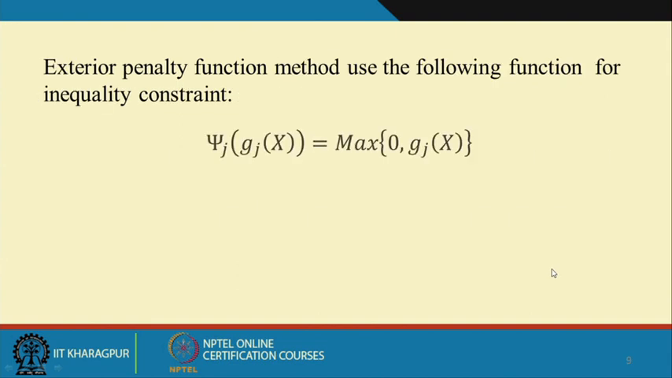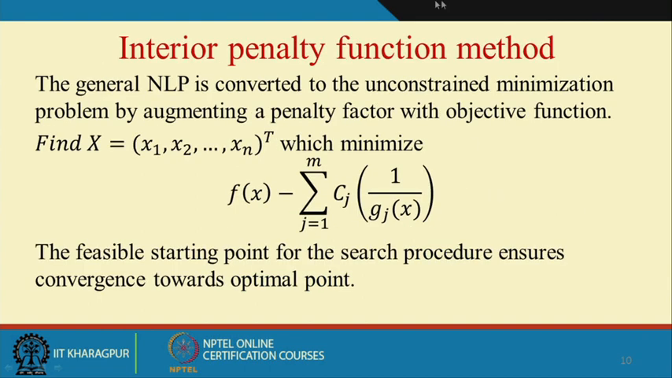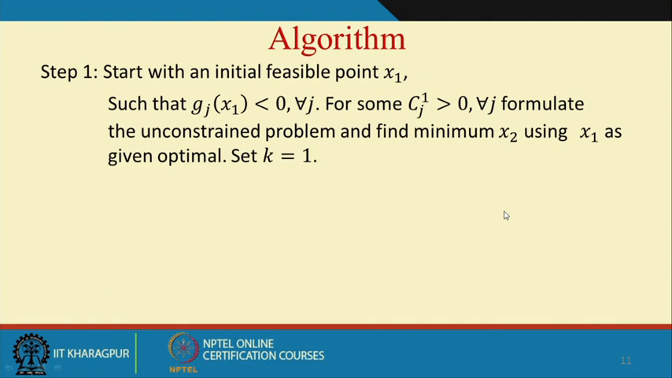For the exterior penalty function method, we can have max of 0 and gj(x), we can have max of 0 and gj(x) squared, we can have max of 0 and the modulus of gj(x). That also we can consider, or we can consider it to the power p, where p is a positive integer. That is a general model for us, and this is in general the interior penalty function method.